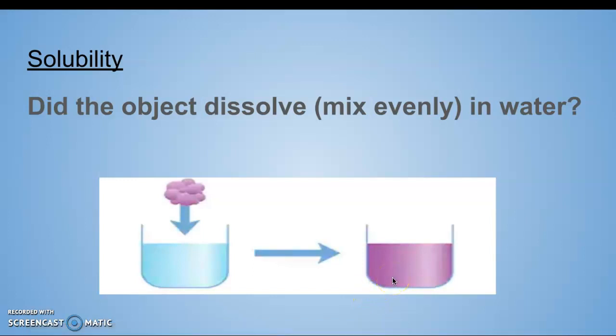If you end up with something that doesn't mix evenly, we would say it is insoluble in water. That just means it didn't dissolve. So you would see layers or pieces or chunks.